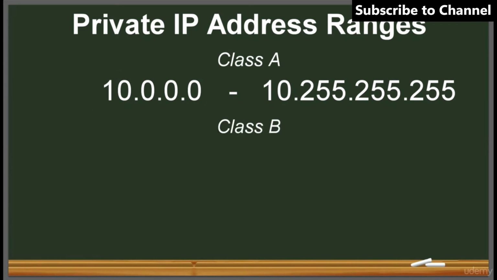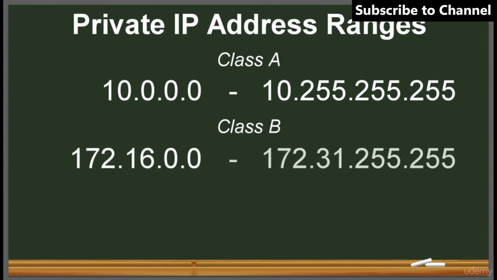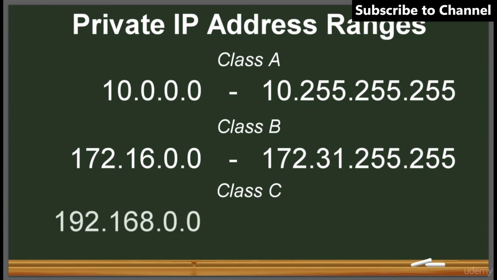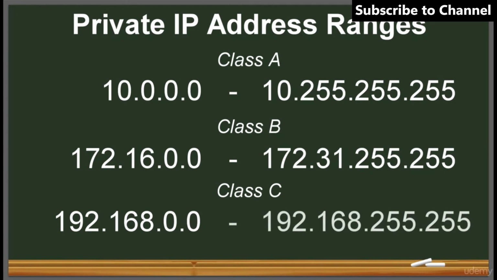We have the Class B private IP addresses that range from 172.16.0.0 up to 172.31.255.255. And finally, we have the Class C private IP addresses that start with 192.168.0.0 up to 192.168.255.255. Those are also easy to recognize because whenever you see that an address starts with 192.168, you immediately know that it's a private IP address.